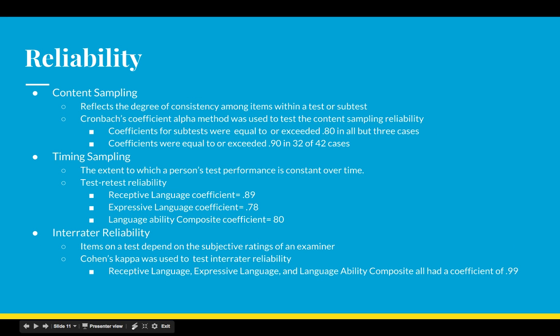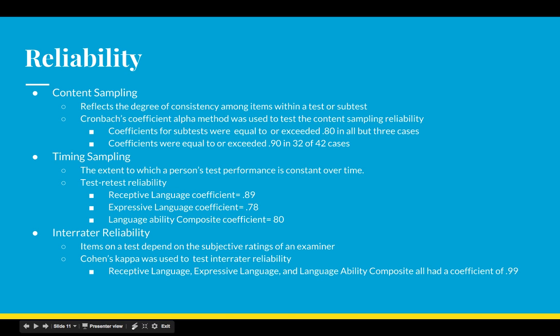The reliability of a test estimates the amount of error variance associated with its scores. For a test like the REEL, it is considered reliable if the coefficient is above 0.8. Content sampling, time sampling, and inter-rater reliability were tested for the REEL-3. Content sampling reflects the degree of consistency among items within a test or subtest. The coefficient alpha method was used to test the content sampling reliability.